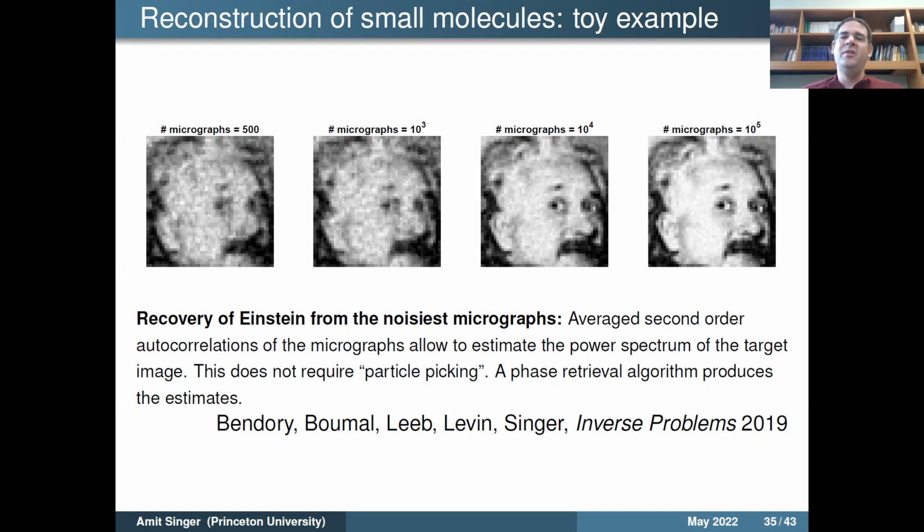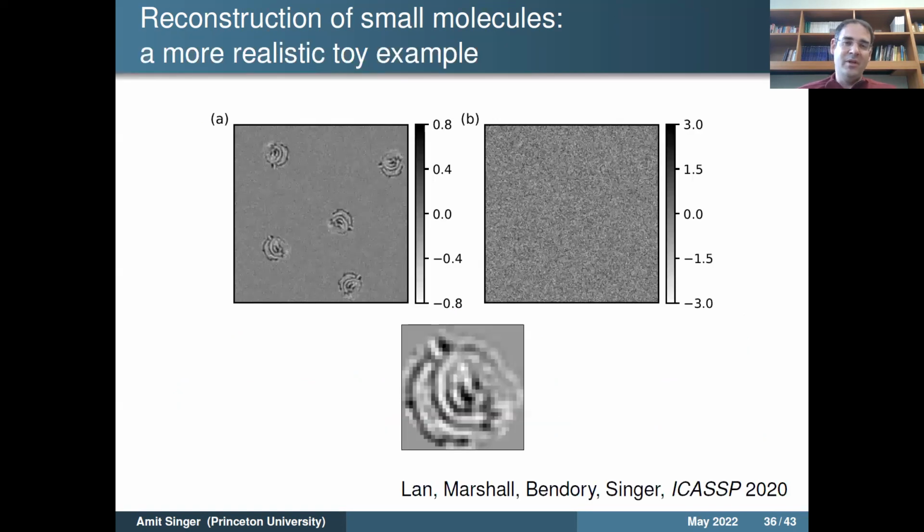So you can do estimation without detection, and this method of moments, or autocorrelation, as in this case, is a very powerful and efficient tool to this end. But then you can tell me, oh, but this is not real cryo-EM. I mean, you took a single image and just placed it in different locations. Okay, so let's do one level of difficulty higher.